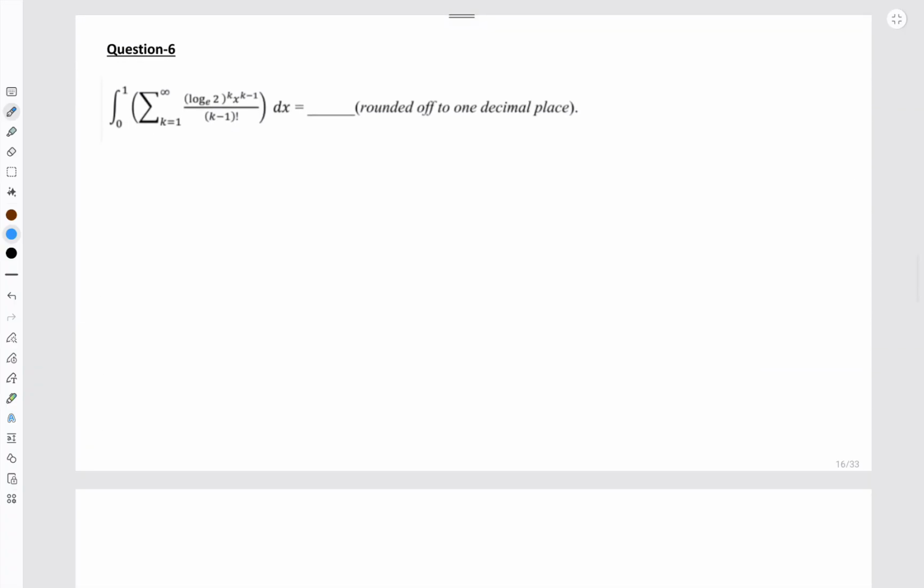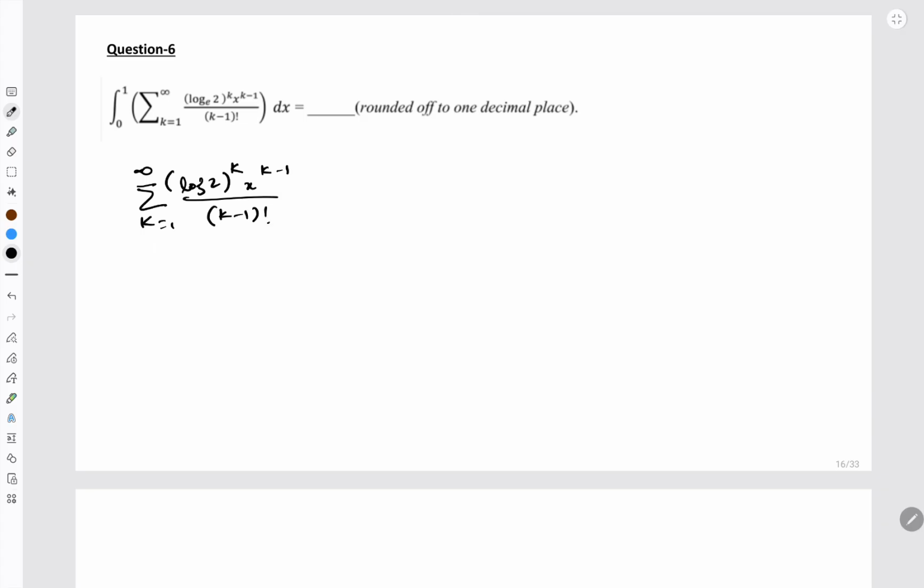So the next question is question number 6. In question number 6, we have to find the summation and then do the integration after that. So let us write this sum first of all. K is equal to 1 to infinity, log 2 power k times x power k minus 1, over k minus 1 factorial.